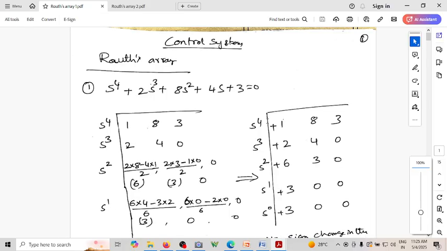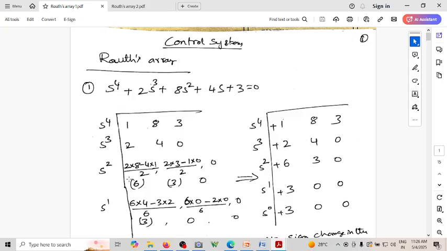The characteristic equation is already given here: s power 4 plus 2s cube plus 8s square plus 4s plus 3. You can see I'm writing the coefficients: s power 4 is 1, s square is 8, and s power 0 is 3. And then here this is 2 and this is 4, and you don't have any further element, so it is 0. So now these are the first two rows of the Routh array, which will be directly obtained from the characteristic equation.